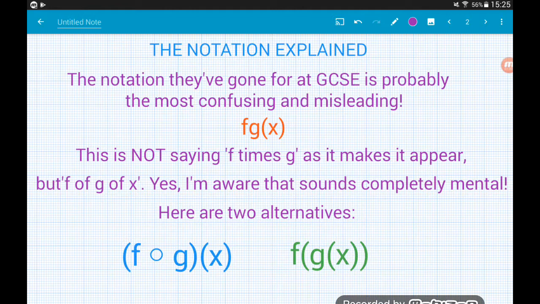Now I know that sounds completely bizarre. Bear with me, let's see if we can make it make sense. So there are two alternative forms of notation. We've got this one on the left down here, f, then a little o in the middle with a g, and then of x, so we would read that as f of g of x. So that sort of makes it look like what we're actually doing. The one that we're going to go for is this one in green, f with then g of x inside a pair of brackets. That's the one we're going to be rolling with.